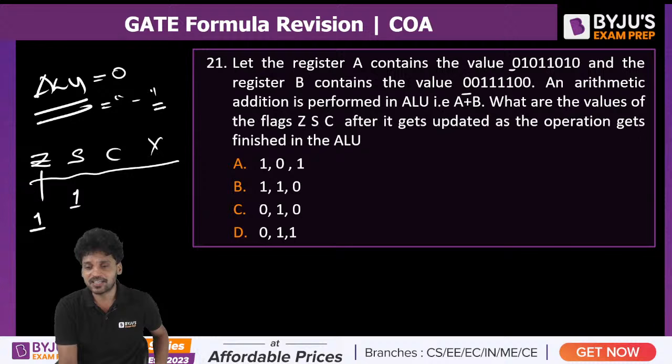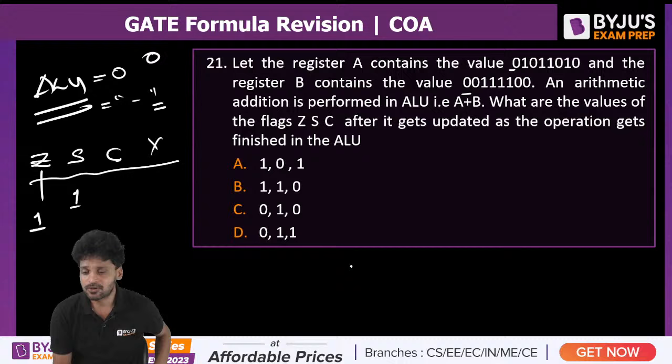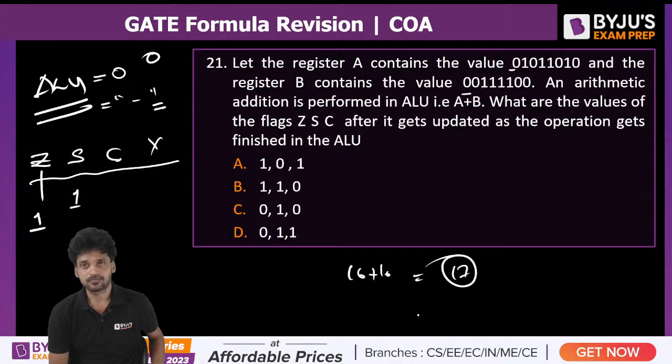And carry, if and only if the output has an end carry. What is an end carry? Simple. When two 16-bit values are added, if the result is a 17-bit result, then we have an end carry in this situation. Got my point? So if the output has an end carry, then the carry flag will be equal to 1.